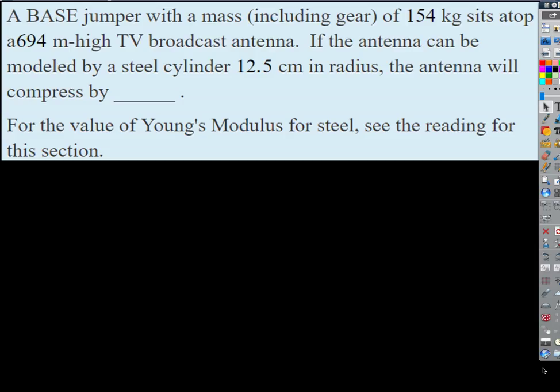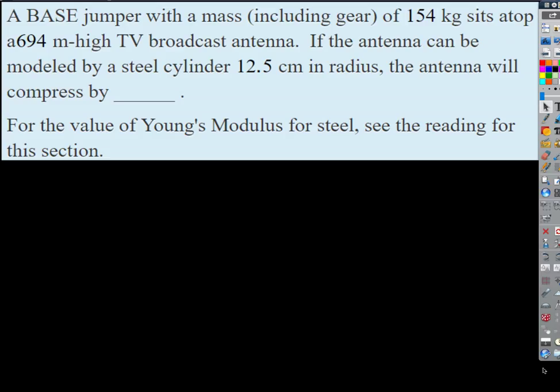So we want to see here how the space jumpers climbed this big 694 meter high TV antenna. Mass including gear is 154 kilograms. So we want to know how much this tower is going to compress.